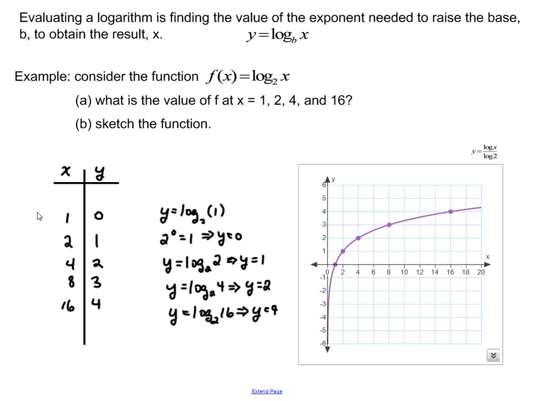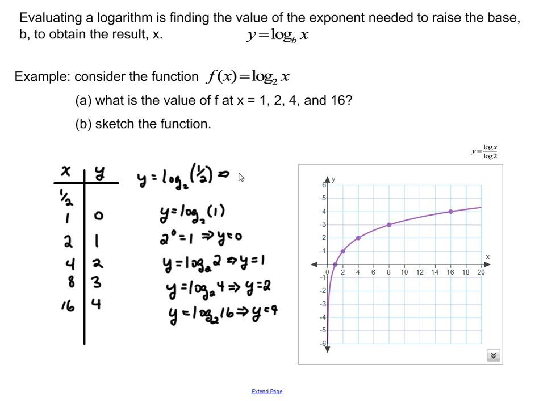So when we put in the number 1/2 in place of x, what are we really saying? We're saying, okay, to what power must I raise the base 2 to get the number 1/2? Right? So we're saying y is equal to some number that you would raise the base 2 to in order to get 1/2. Well, what does that mean?